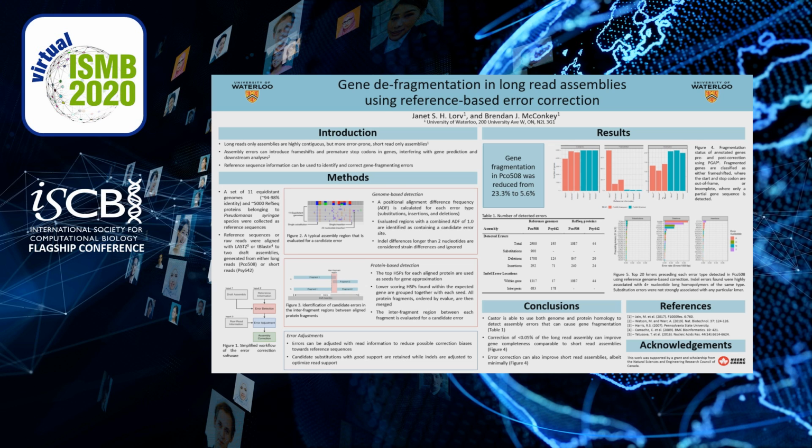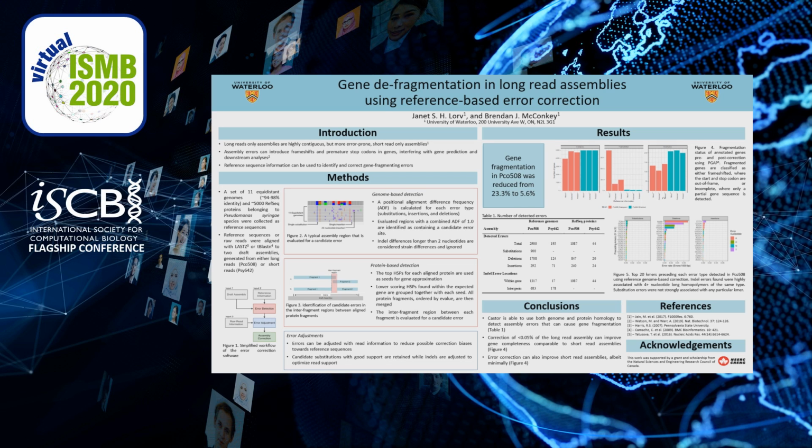Once the ADF is fully calculated, the software passes through the assembly in a set window size and evaluates each region for a combined ADF of 1, meaning that there is some consensus across all the reference genomes that there is a candidate error. If you look at Figure 2, this region wouldn't be considered to have an error because one of the reference genomes disagrees with the other 10.